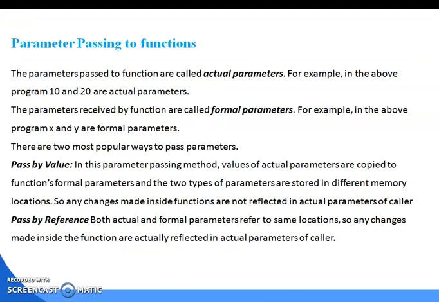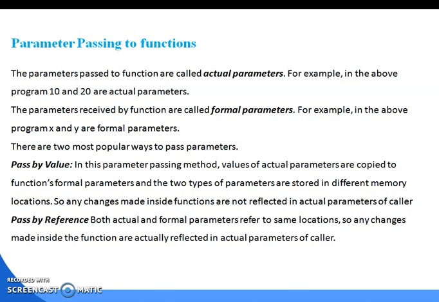Parameter passing to function. The parameters passed to the function are called actual arguments. For example, in the above program, 10 and 20 are actual parameters. The parameters received by the function are called formal parameters. For example, in the above program, x and y are the formal parameters.